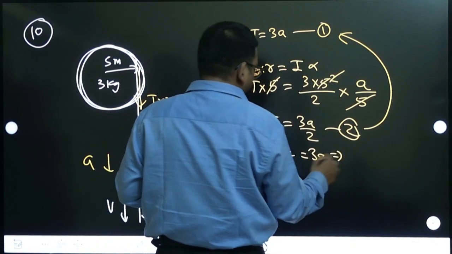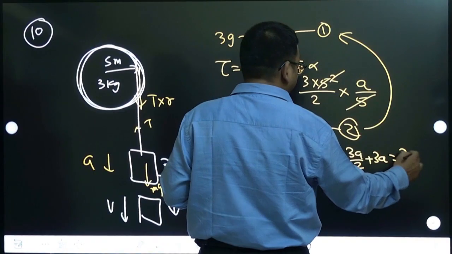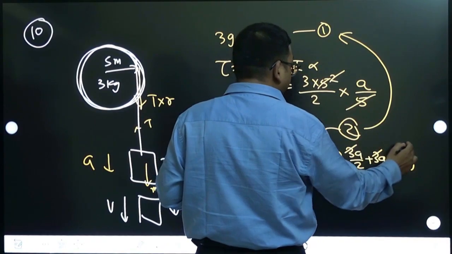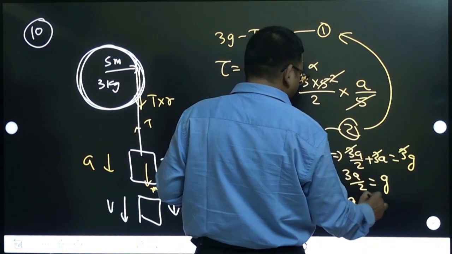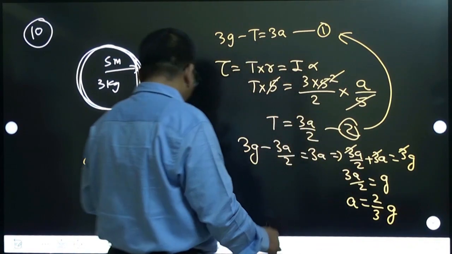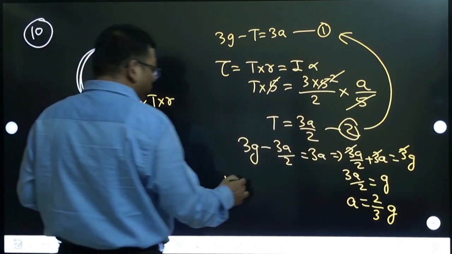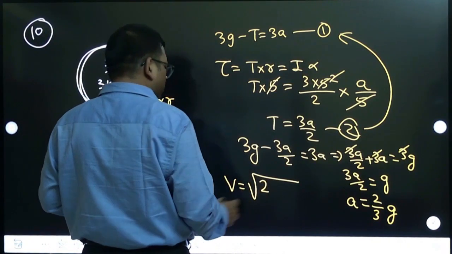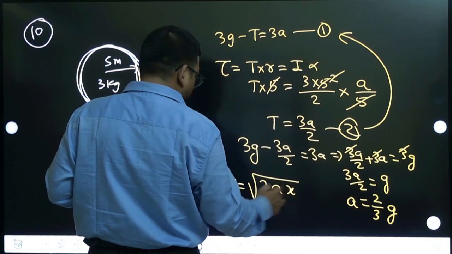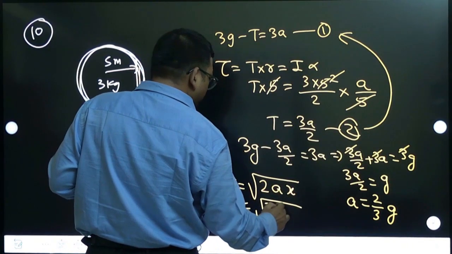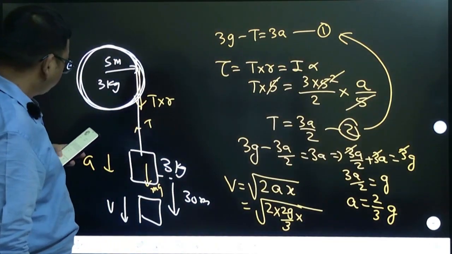So from here, 3a by 2 plus 3a is equal to 3g. The 3 factor can be cancelled, so it will become 3a by 2 is g. So acceleration becomes 2 by 3 g. Once you got the acceleration, v square equals u square plus 2ax, and u is anyway 0. So v is root under 2 into 2g by 3 into distance x. x is 30.